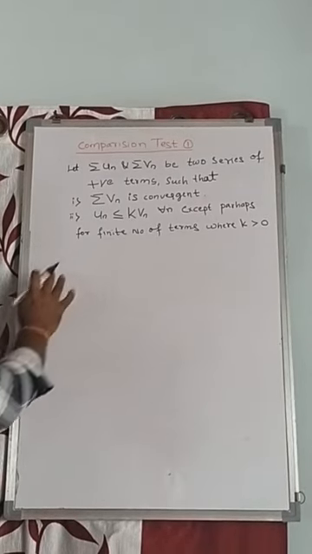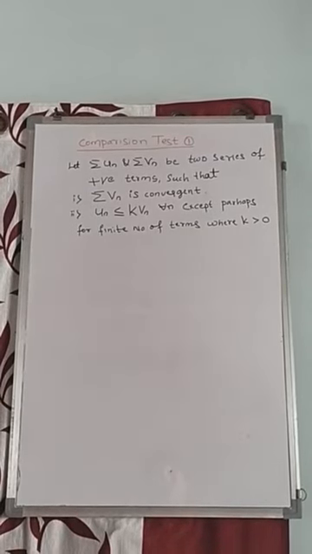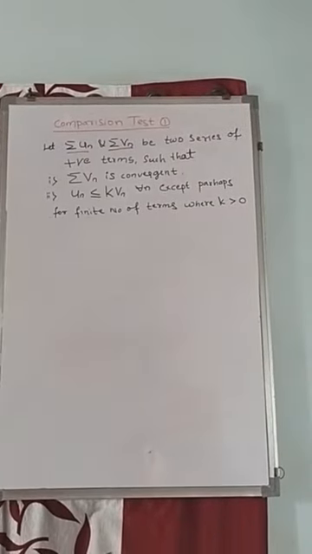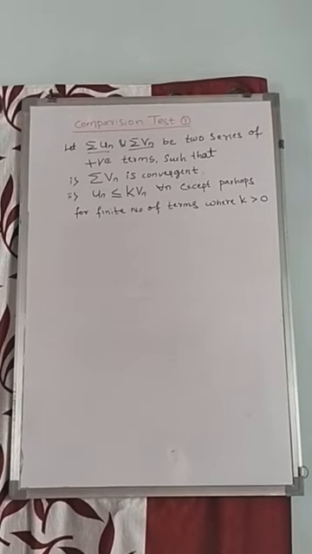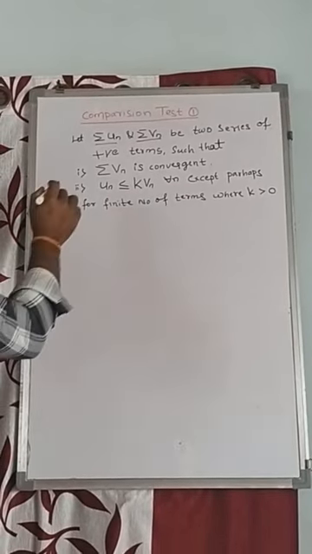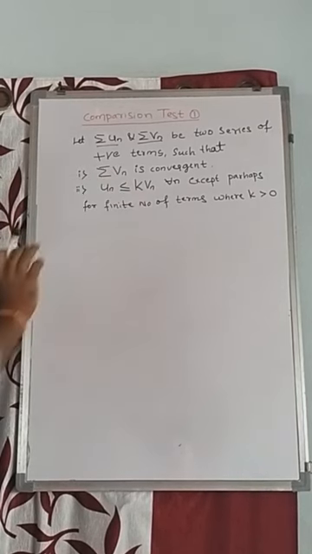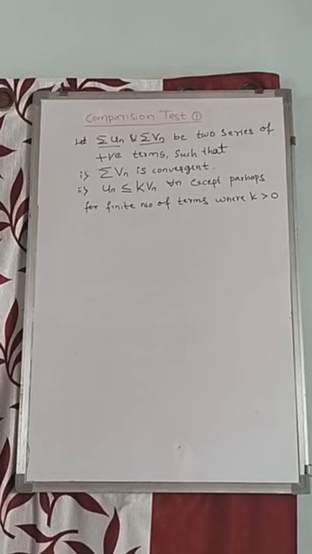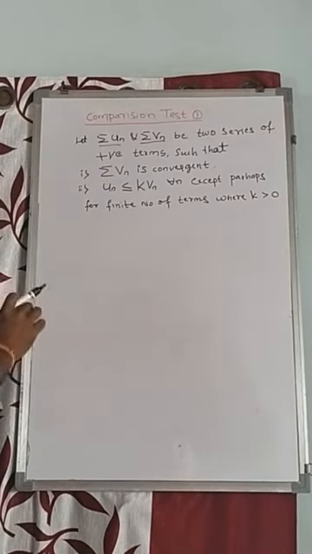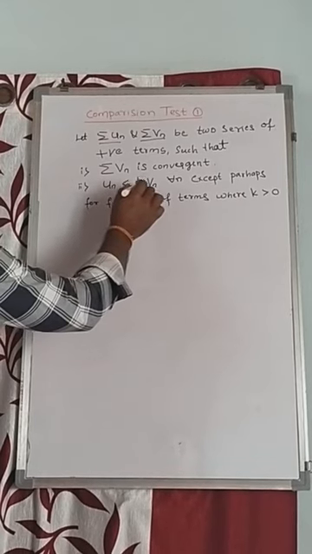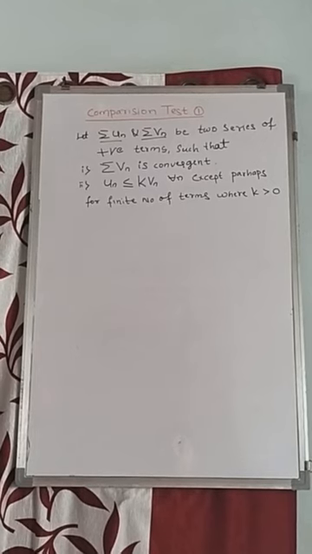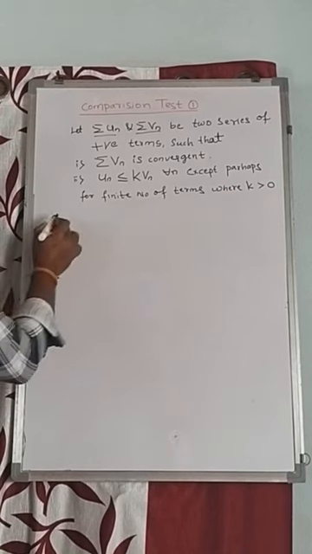This is the statement. Two series are there, summation of un and summation of vn, two series of positive terms. The first condition is that summation of vn is convergent. Given condition, summation of vn is convergent. Second condition, un is less than or equal to k into vn. From these two conditions we can prove the series is convergent. Then the proof.